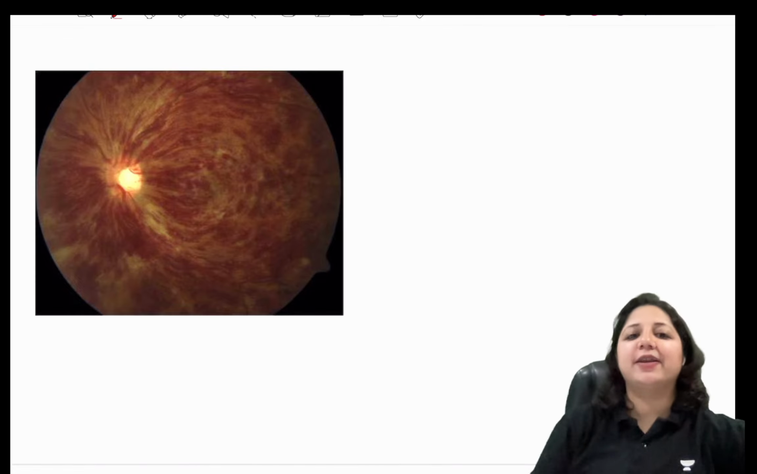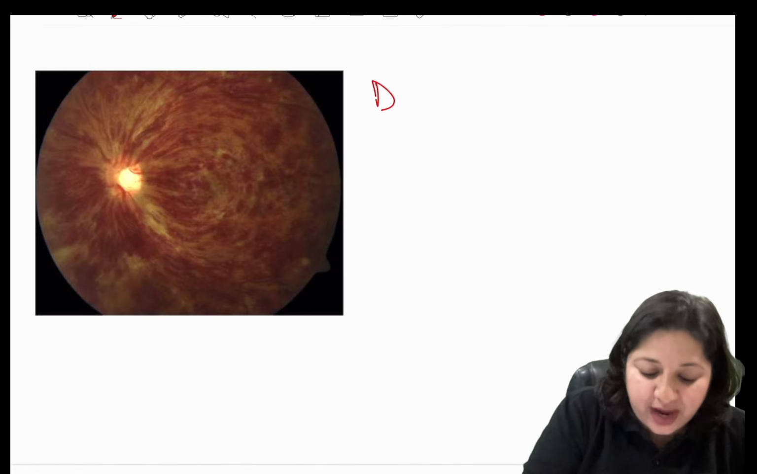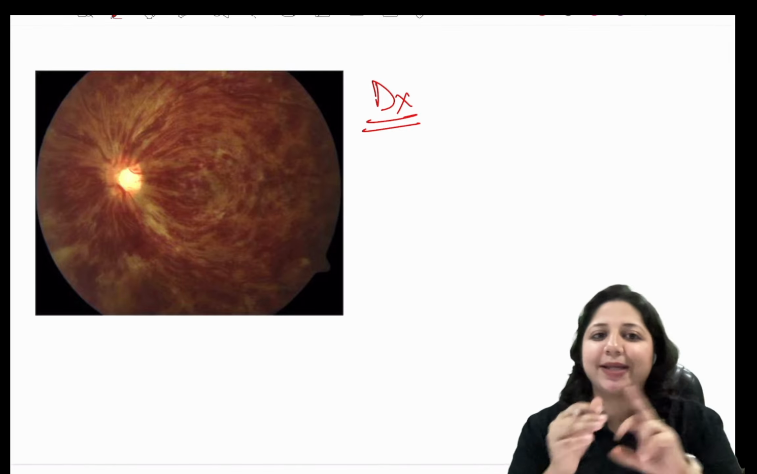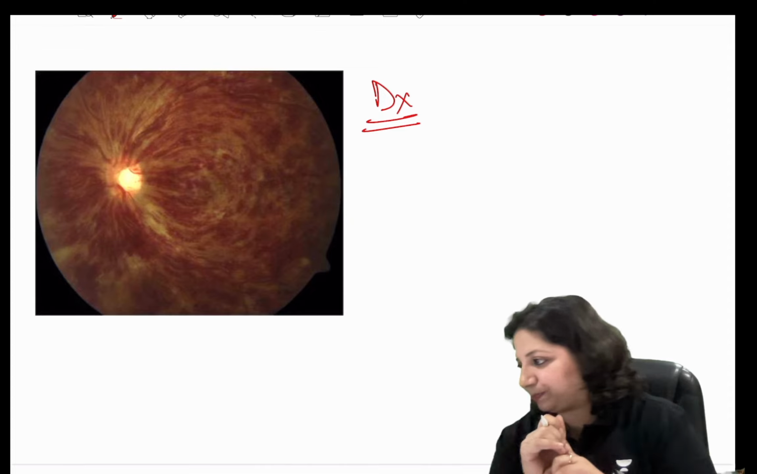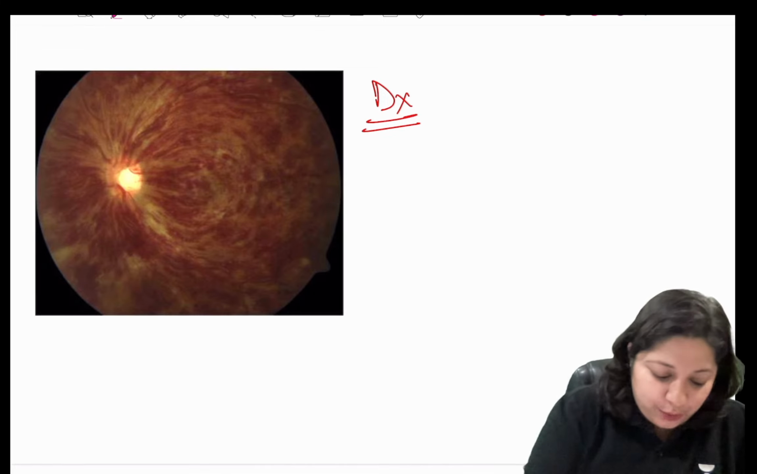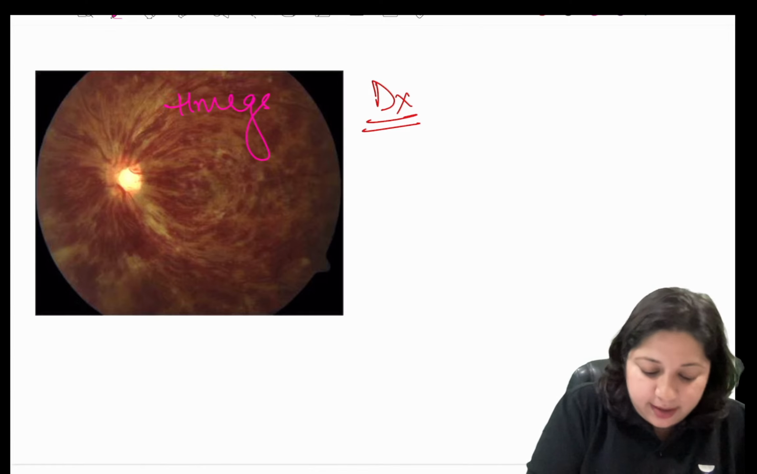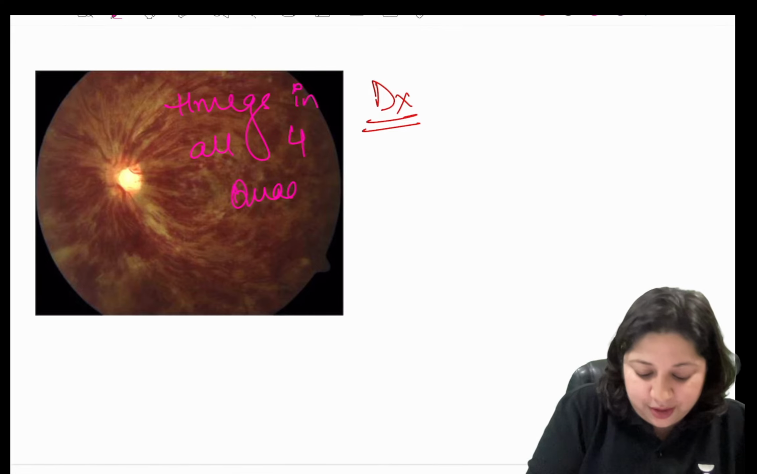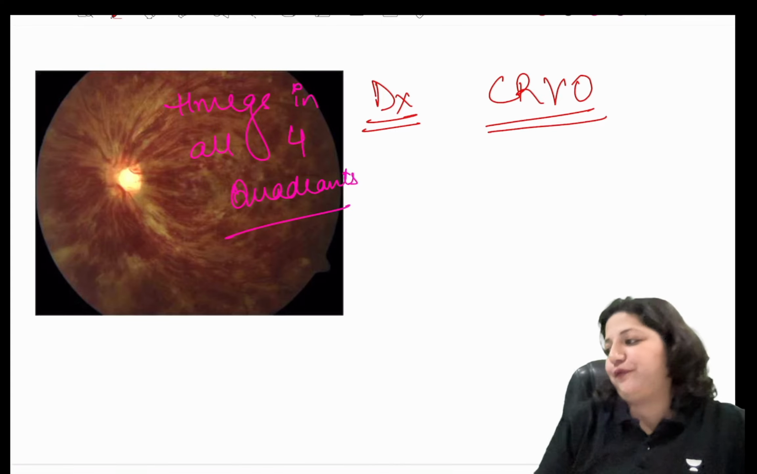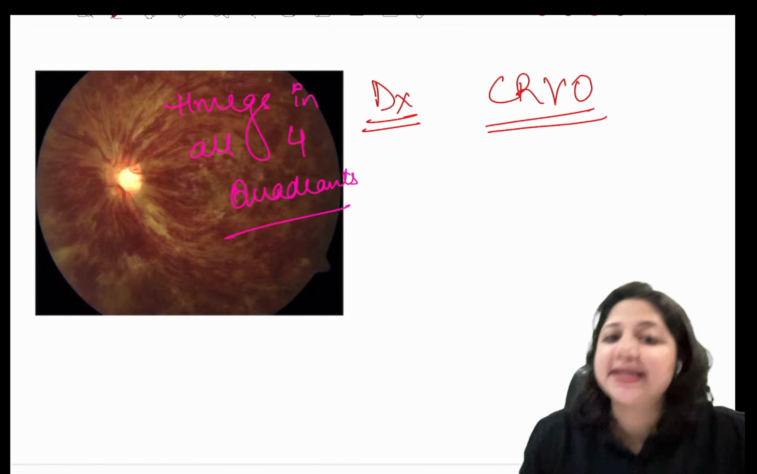So last picture, and what is the diagnosis? This is very easy. All I want you to tell me is this fancy name to it and what is the diagnosis. So what you get here, you get hemorrhages in all 4 quadrants. Hence, this is CRVO.